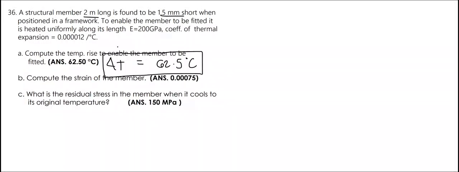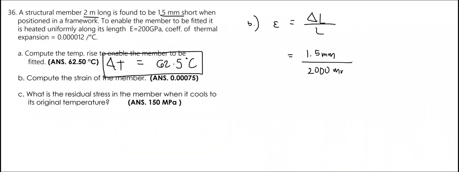And for the second problem, we are tasked to compute the strain of the member. Using the formula, the strain is defined as the ratio of the change in length of the member to its original length. We can substitute the known values. We have 1.5 millimeters change in length all over the original length, that is 2 meters or 2000 millimeters.